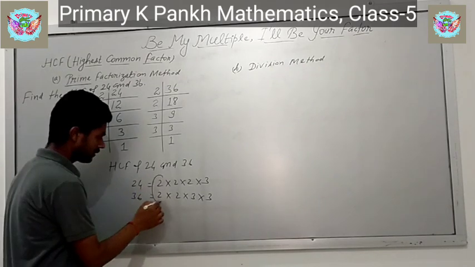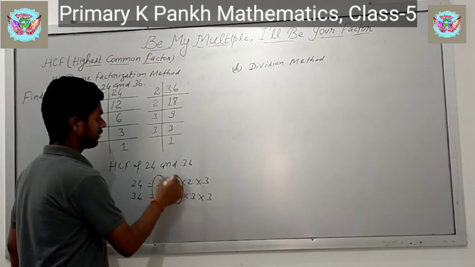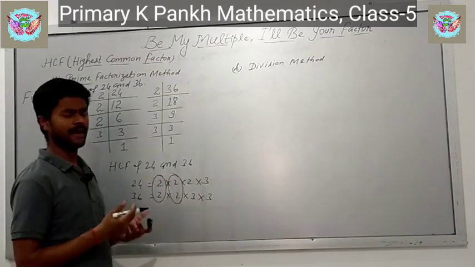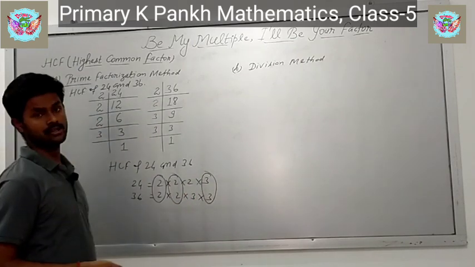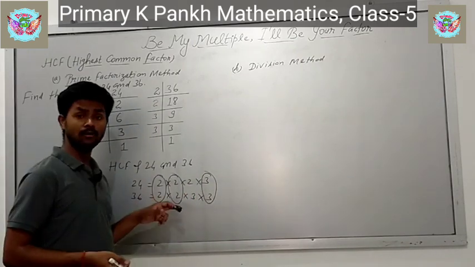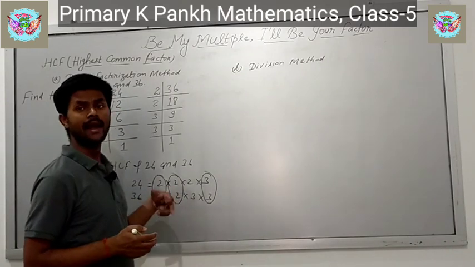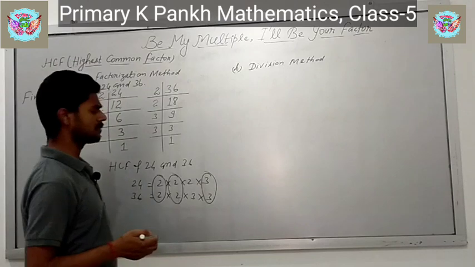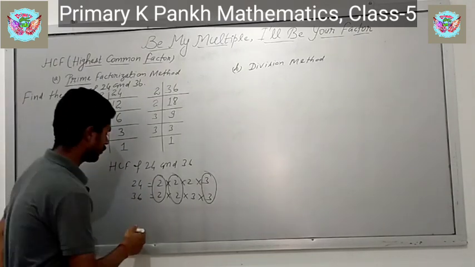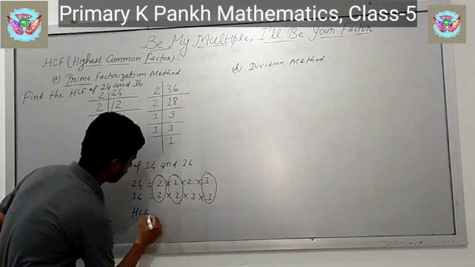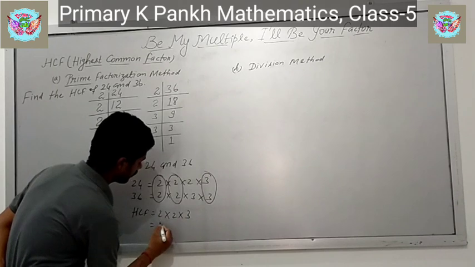Like here, 2 is common in both factorizations. Again, another 2 is also common in both factorizations. And 3 is also common in both factorizations. So here we have found 3 numbers, 2, 2 and 3, which are common in both factorizations. So now we will write HCF is equal to 2 into 2 into 3.